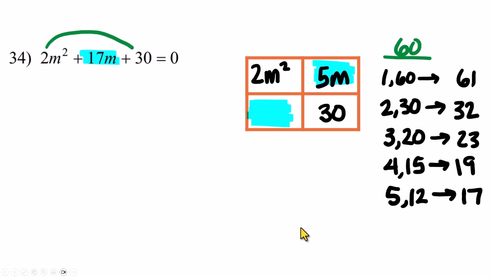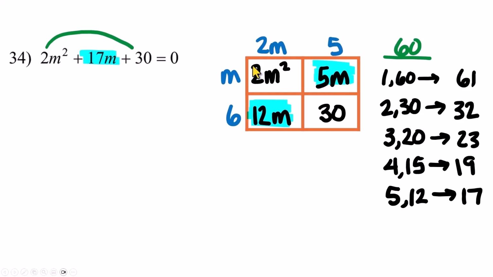The 5m goes here. The 12m goes there. Now to factor. Taking out from a 2m squared and a 5m, I can take out an m. A 12m and 30, the largest thing I can take out is a 6. What do you multiply times m to get a 2m squared? That would be 2m. What do you multiply times m to get the 5m? That would be a plus 5.